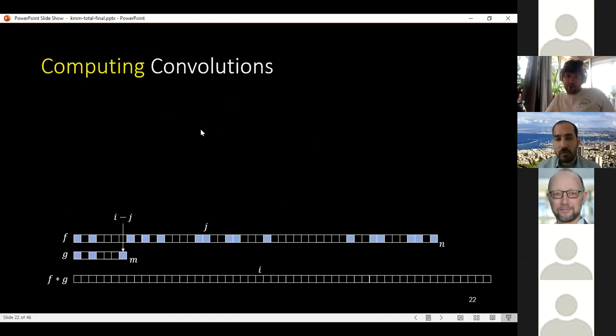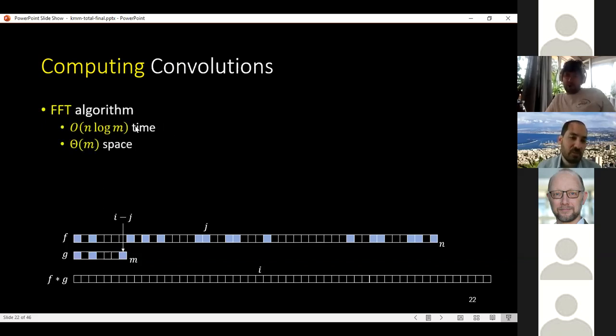And of course, we want an algorithm that computes the convolution. One known algorithm is the FFT algorithm, which is an algebraic algorithm that takes n log m time, where n and m are the lengths, or more mathematically accurate, the diameters of the functions f and g, as you can see in the figure. And the space usage of the algorithm is theta of m words of space.